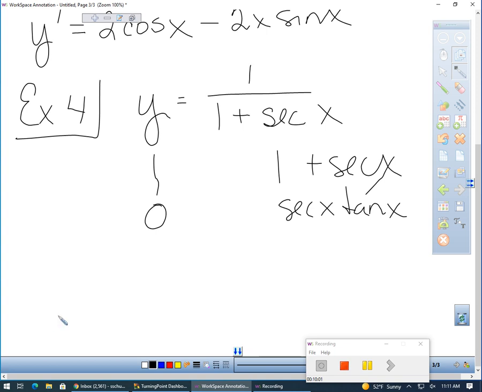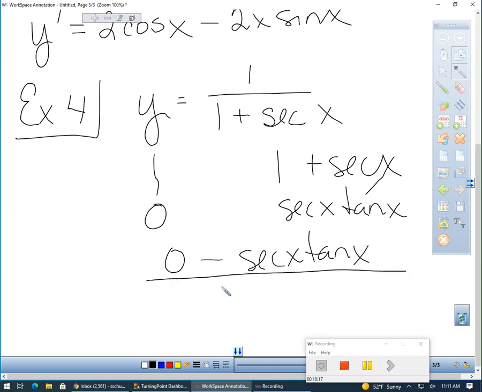All right, so for the quotient rule, it is 0 times this, or 0, minus secant x tangent x times 1, divided by 1 plus secant x squared. So you can leave it just like that if you want. You don't have to put the 0. I put it there so you guys can still see the order we're going in.